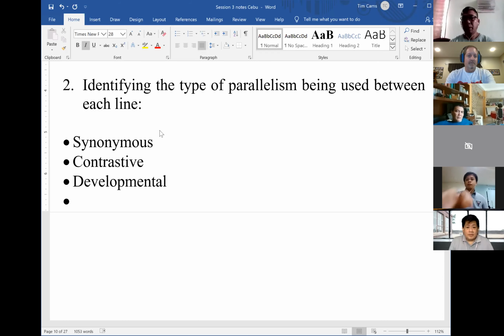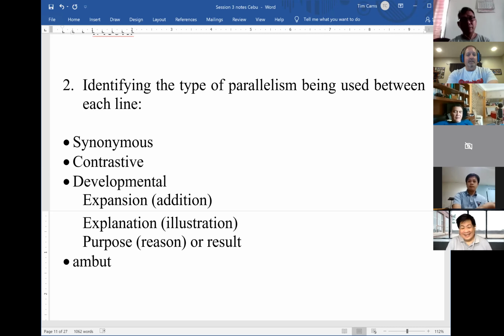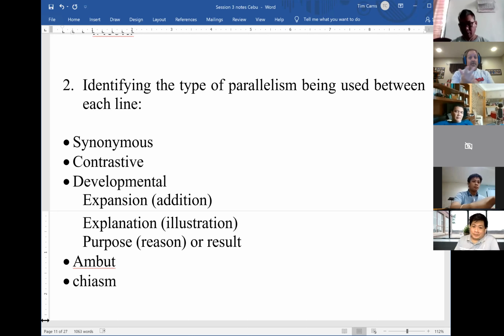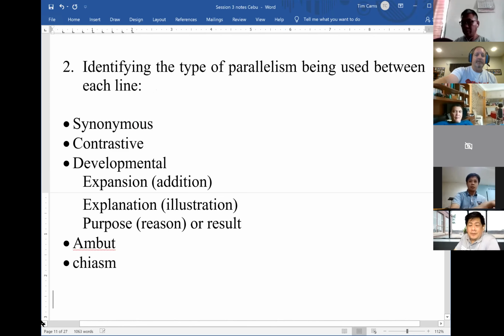Ambut. It's our favorite one. And then a special form of either synonymous or contrastive is a chiasm, where the second line is in reverse order grammatically compared to the first. So we went through a number of examples last week together from Proverbs.